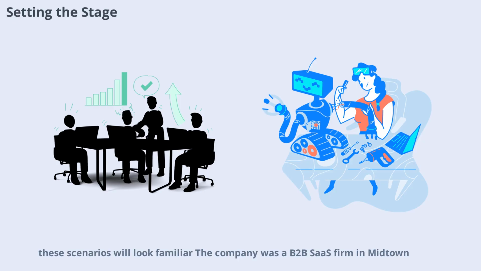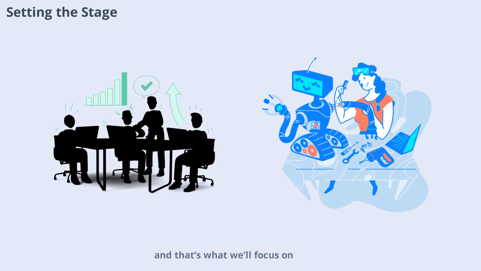The company was a B2B SaaS firm in Midtown, with about 150 engineers building workflow automation for enterprise clients. My role was for a mid-level backend position, focusing on their API platform. The on-site interview consisted of 4 rounds: 2 coding, 1 system design, and 1 behavioral. The coding rounds were where the real challenges emerged, and that's what we'll focus on.